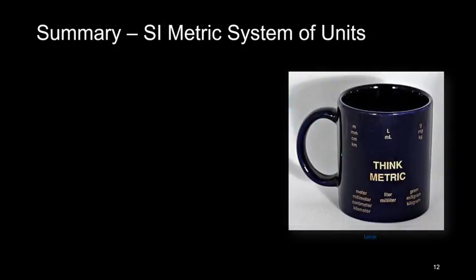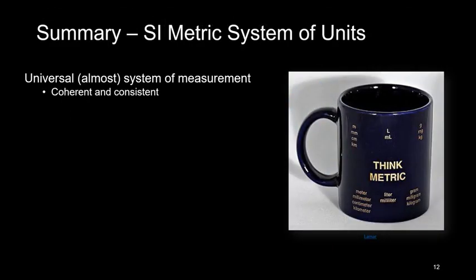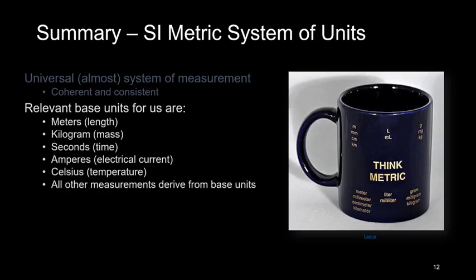In summary, the SI metric system is an almost universal system of measurement that is coherent and consistent. Base units that are relevant for us and will be frequently used in future videos are meters for length, kilograms for mass, seconds for time, amperes for electric current, Celsius degrees for temperature, and all other measures that we use will derive from these base units.